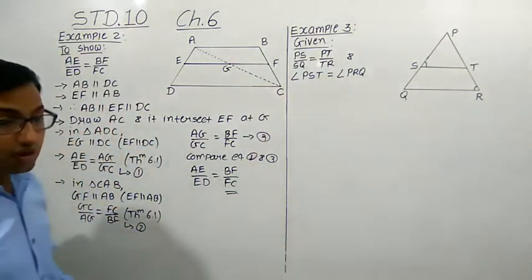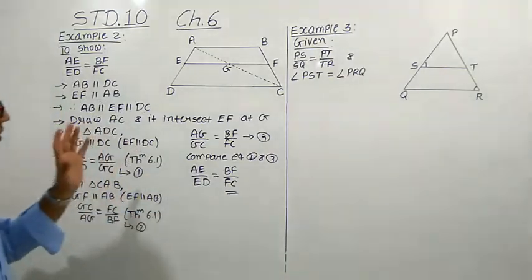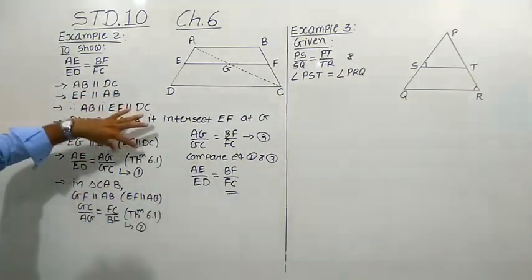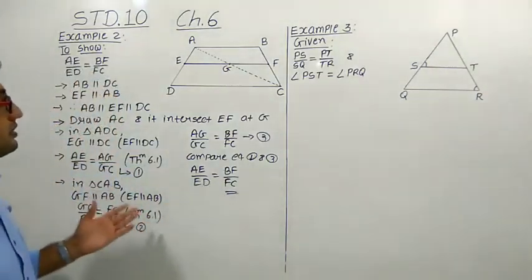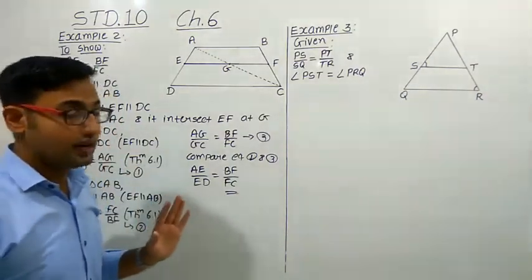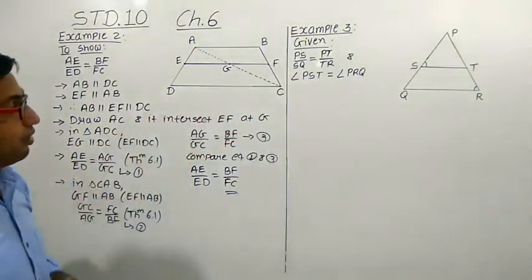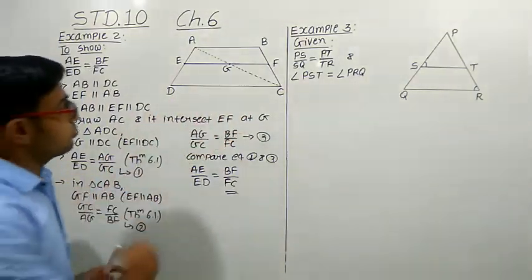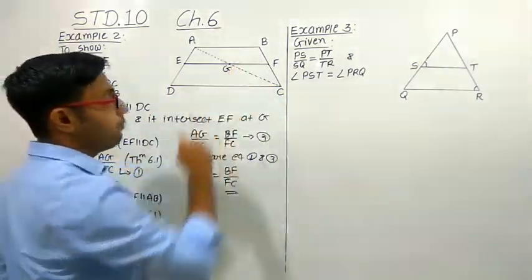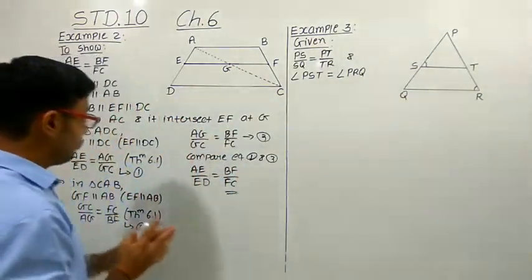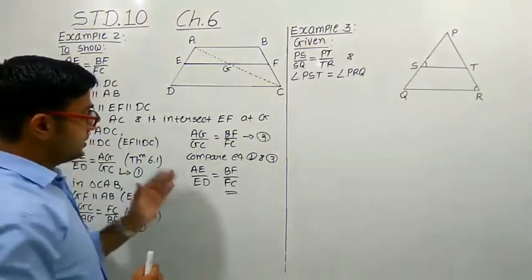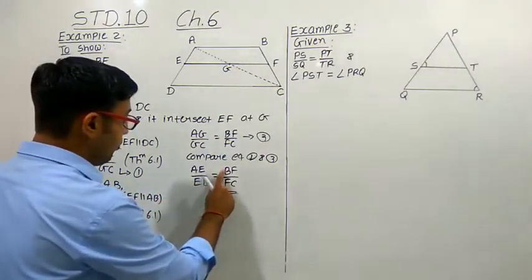One thing you have to consider is that we can apply this theorem 6.1 to triangles only. We cannot directly apply this to any quadrilateral. That is why we draw one of the diagonals, AC. Here you can also draw the diagonal BD. By drawing the diagonal BD, we can also prove the same result. Okay, so you can do this as your exercise.